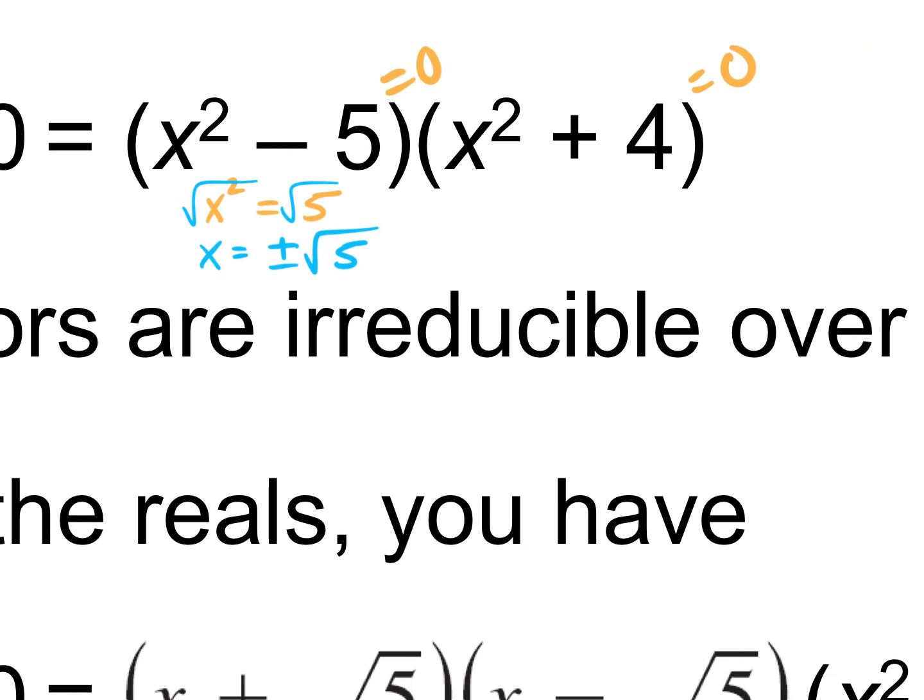Let's do the same thing with the other one. We have x squared equals negative 4. What would we do to solve? Square root. So what does x equal? Plus or minus 2i. Perfect.